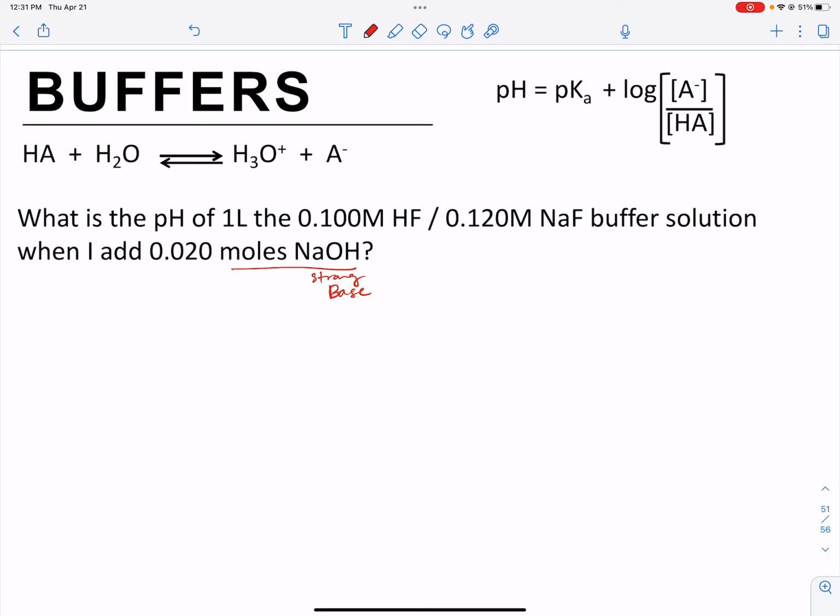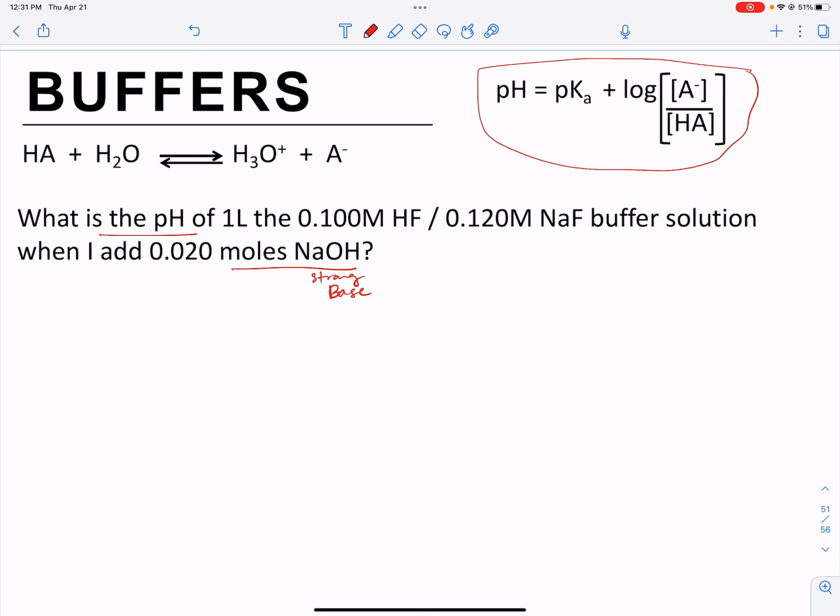So the question is, what is the pH? Since it's a buffer, again, we're going to be using this equation. We want to know what the pH of this buffer is after it reacts with and neutralizes all of this strong base, all the NaOH.